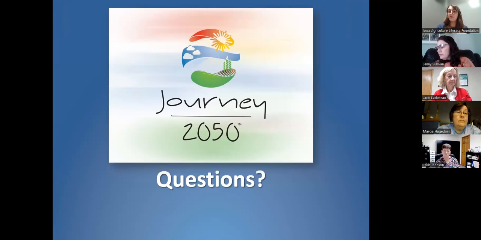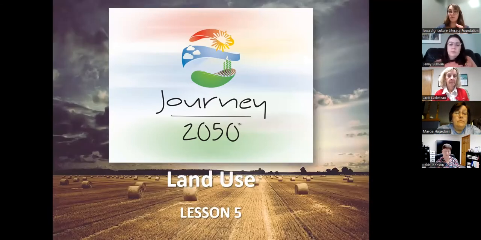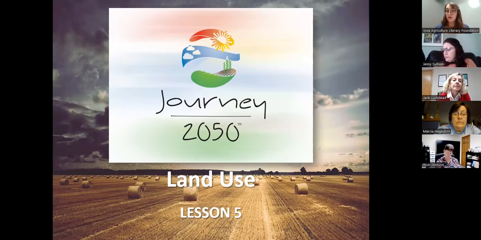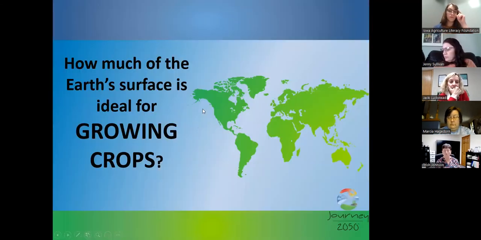So lesson 4 is the last of the lessons that uses the farming simulation type of the game. When you go into the website for the game, you can see there are things for 5 and 6, but they aren't that same farming game. So we'll get into that. All right, this lesson is about land use, more geography type stuff. How much of Earth's surface is ideal for growing crops?